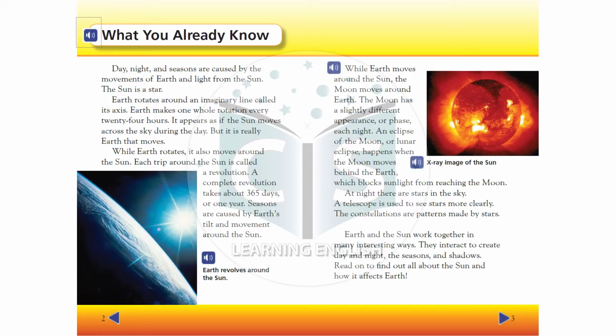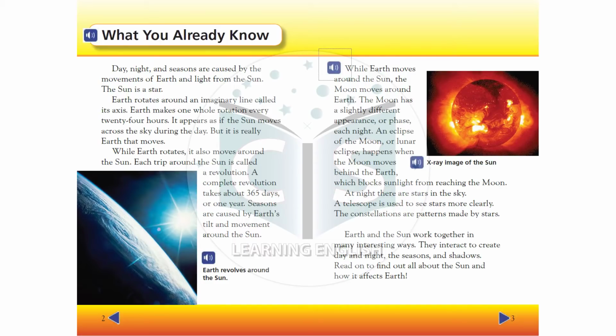While Earth rotates, it also moves around the Sun. Each trip around the Sun is called a revolution. A complete revolution takes about 365 days or 1 year. Seasons are caused by Earth's tilt and movement around the Sun. Earth revolves around the Sun.